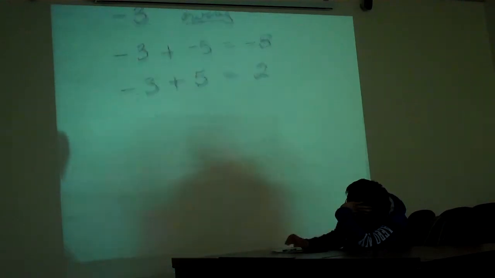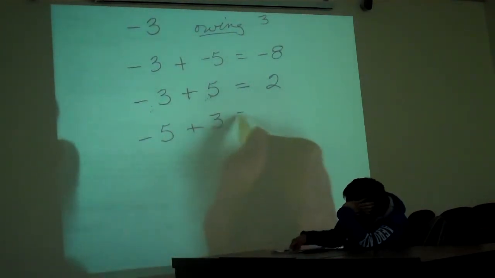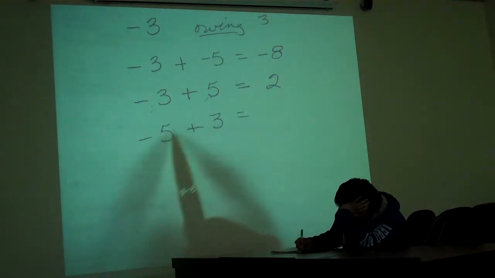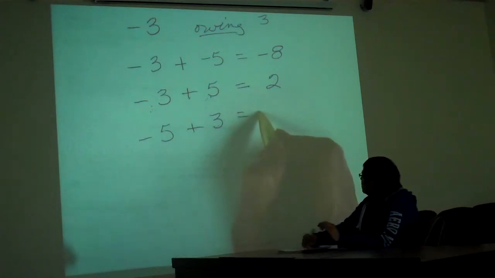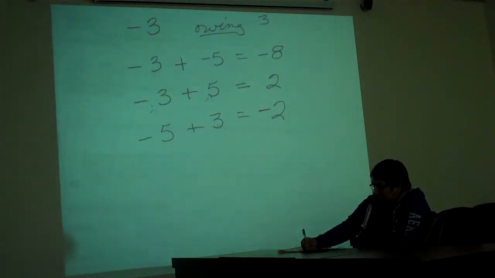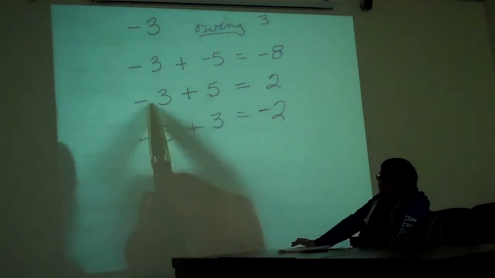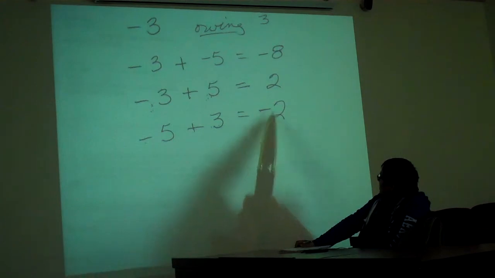Let's say you owed $5 and you got $3 in your pocket. If you paid that $3, what would be left? You still owe $2, right? So if they have different signs, you have to subtract them. See how you had to subtract these to get the number sign?